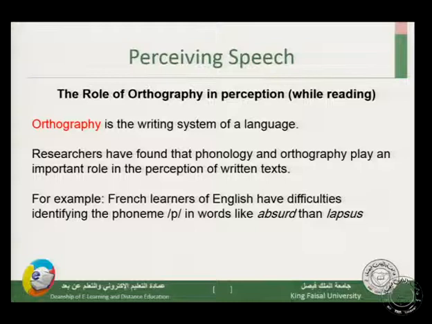So French learners of English have difficulties identifying the phoneme p in words like absurd. If you try to read this word aloud, you can notice that it is written with a B, absurd, it is written with a B, but it is pronounced with P, absurd. In Arabic, we have accept, we write it with B, but we pronounce it with P, accept. You cannot say it with the voiced one. You pronounce it with P, accept.